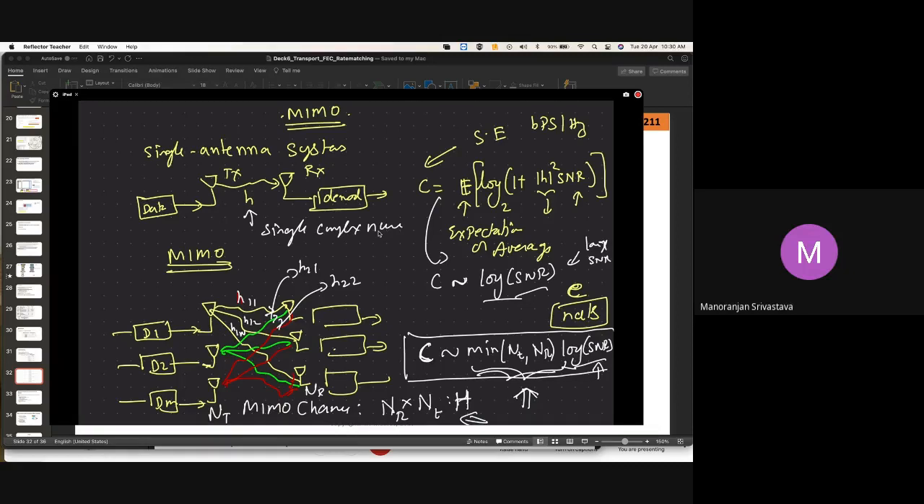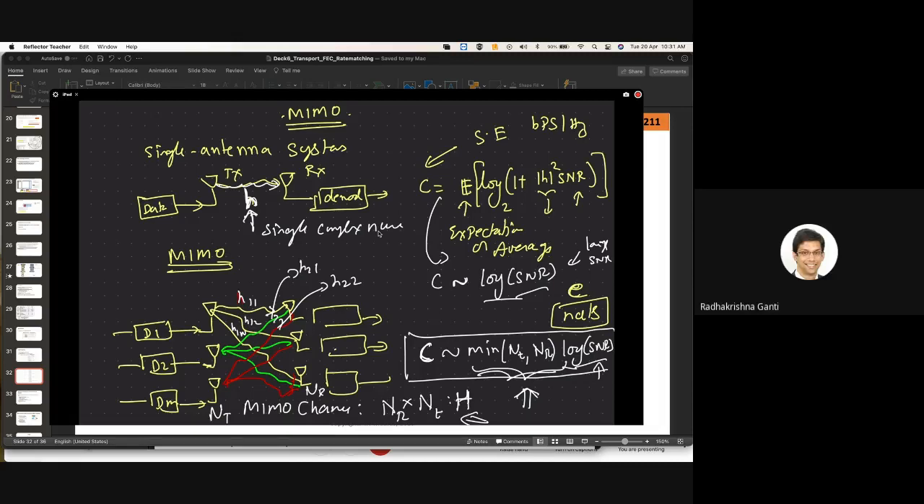Sir, in that equation, C is equal to expected value of log 1 plus H square SNR. What is H actually? H is the channel gain. I'm assuming a single flat fading channel, and I'm telling that this H is the gain of the flat fading channel. Is the value of H something that can be determined, can we do something to increase that also?